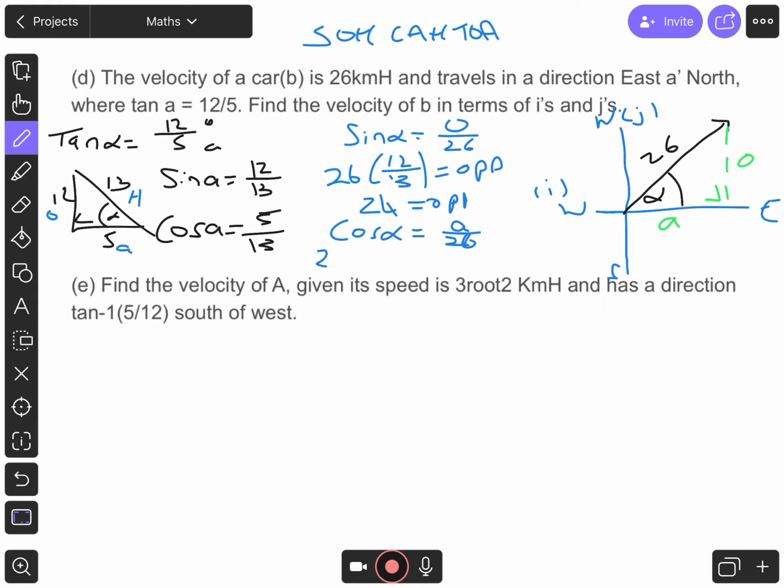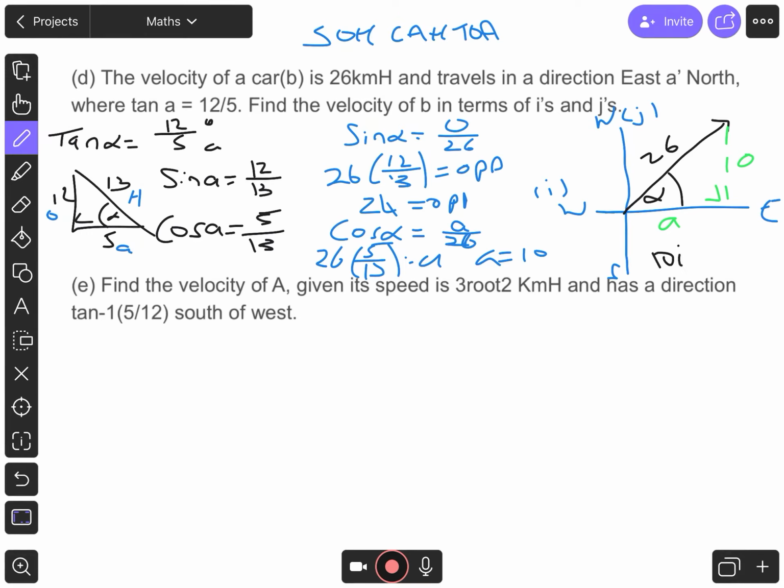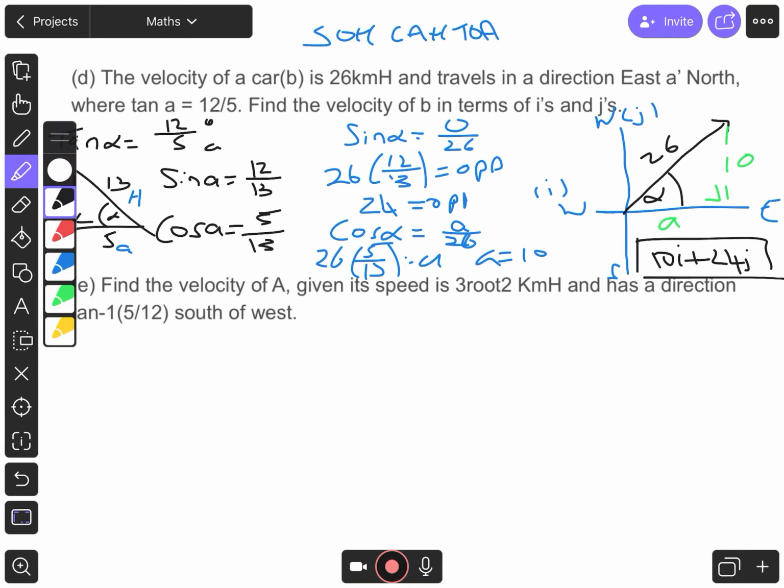I do the exact same thing with my cos of my angle equals A over 26. And then I'll have 26 times cos of A, which is 5 over 13. So A is equal to 10. So again, I know my A is 10. That means that when I'm writing this out as a vector, the A is going to be 10i plus 24j. I'm going plus the i and plus the j, and that is my vector resolved.